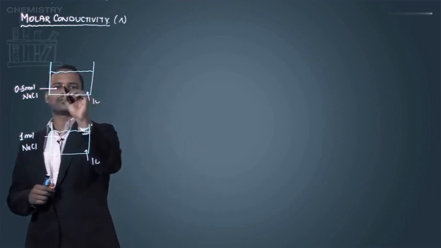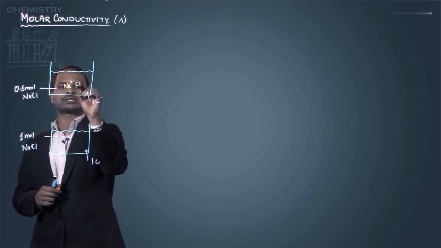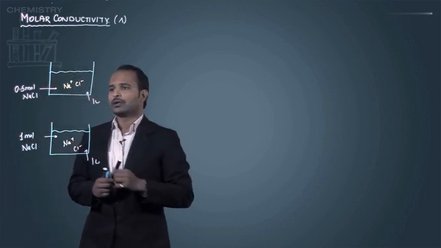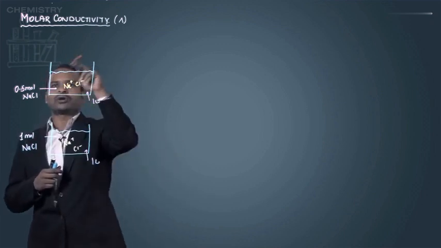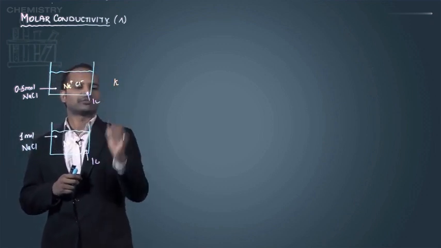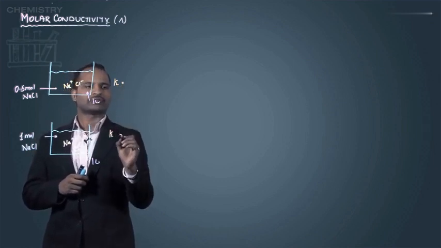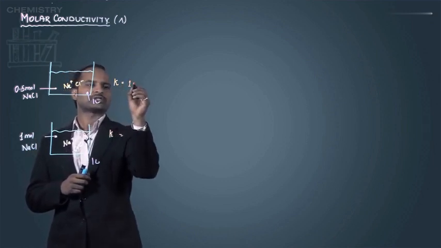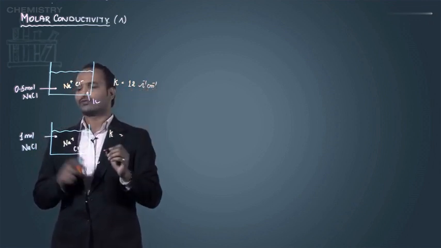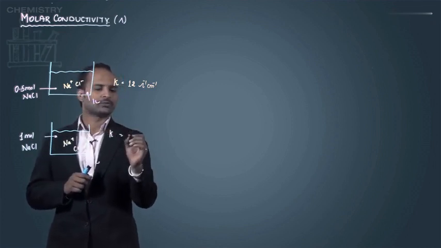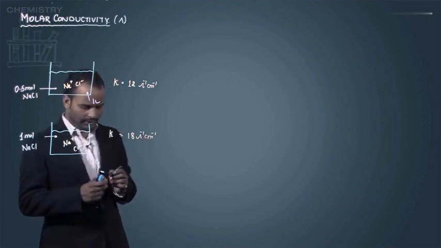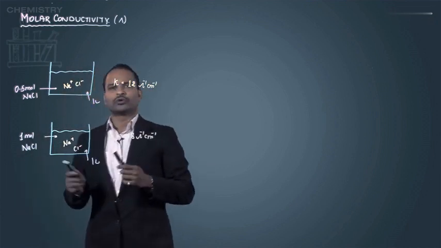When NaCl is dissolved in water, ultimately it will produce ions like Na plus and Cl minus inside the solution. Since it produces ions, on keeping an electrode they will conduct electricity. So I just measure the conductivity of both the solutions. Suppose I got the conductivity of the first solution as 12 per ohm per centimeter, while for the second solution the value is 18 per ohm per centimeter. So we got a conductivity for both the solutions.